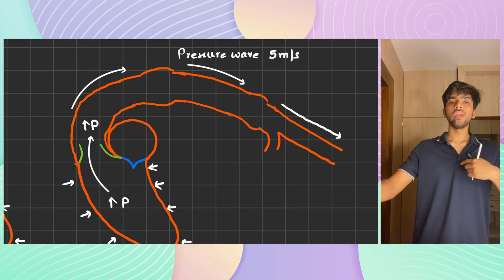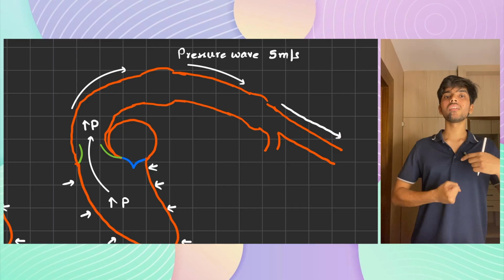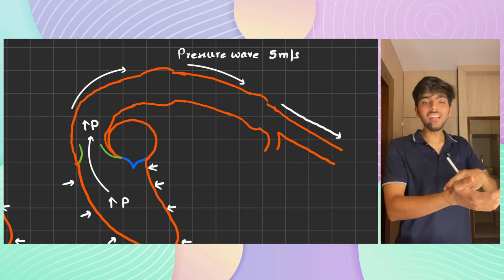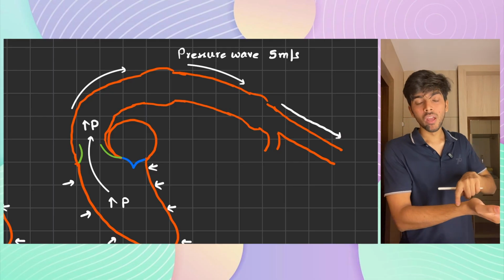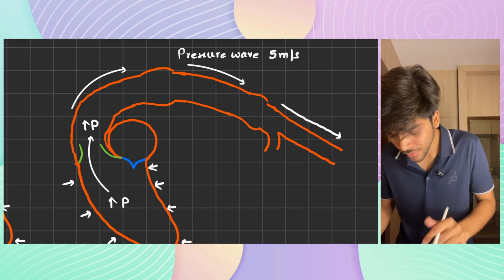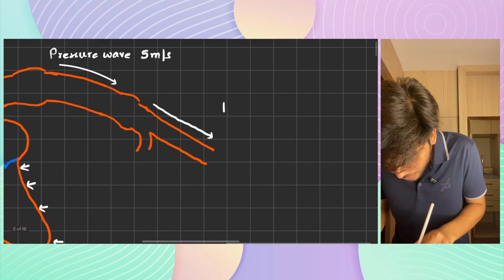When the pressure wave generated by the contraction of the left ventricle traveling through the arterial system finally reaches the peripheral artery, you will be able to feel it with the tip of the finger like this. So you put the tip of the finger here.